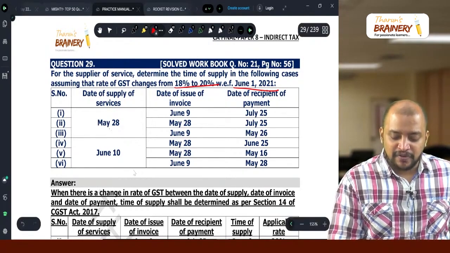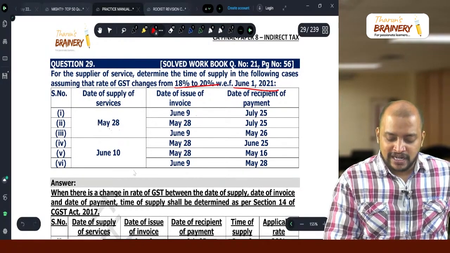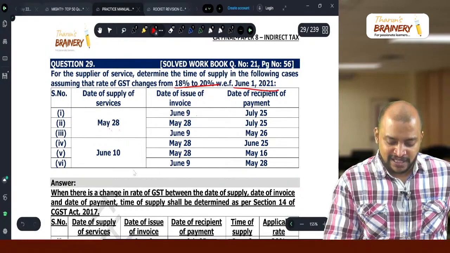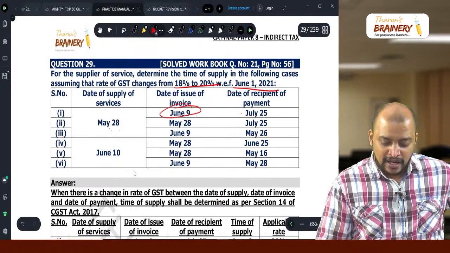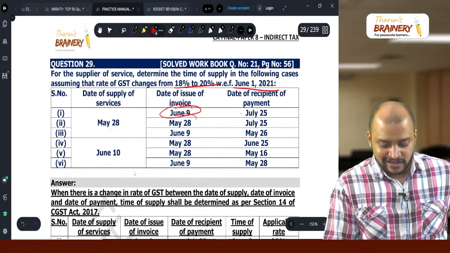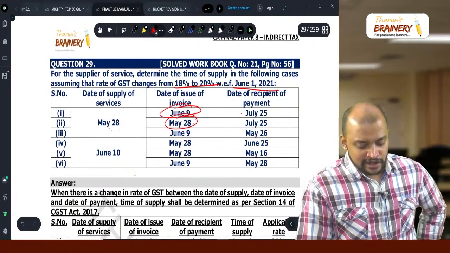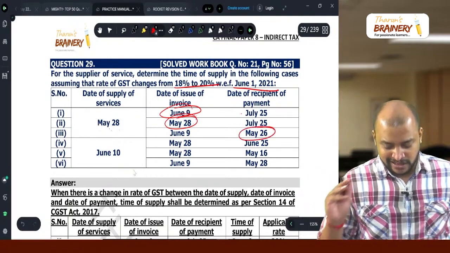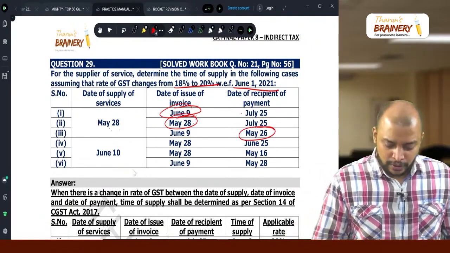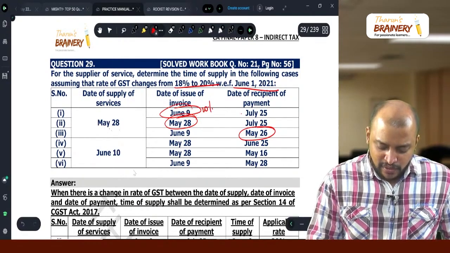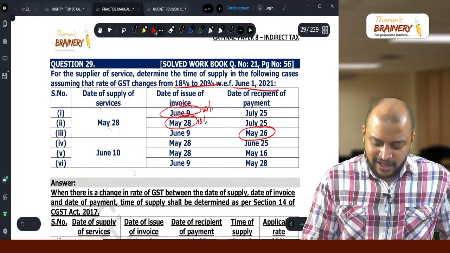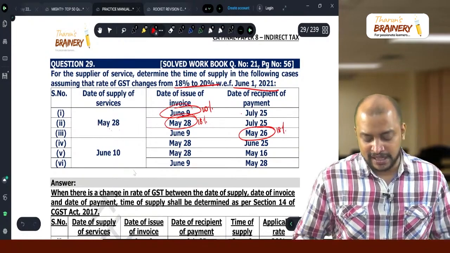So when the supply is before change in rate, then invoice date or payment date, whichever is earlier, will be taken. June 9 or July 25, whichever is earlier, June 9. May 28 or July 25, whichever is earlier, May 28. June 9 or May 26, whichever is earlier, May 26. So that will be taken. So June 9 new rate 20%, May 28 old rate 18%, May 26 old rate 18% will be taken.